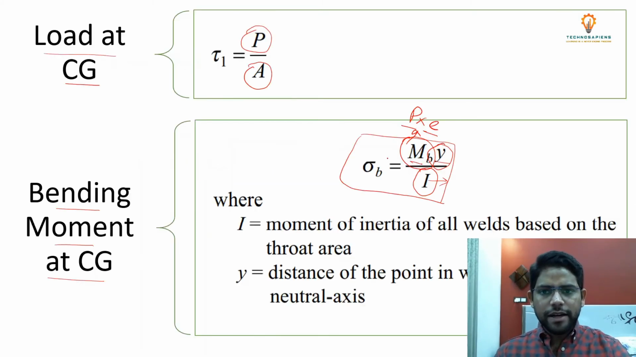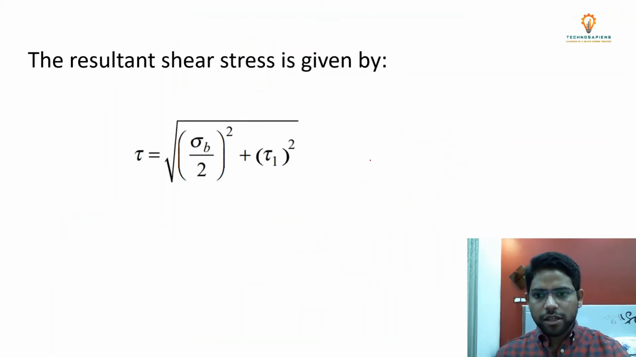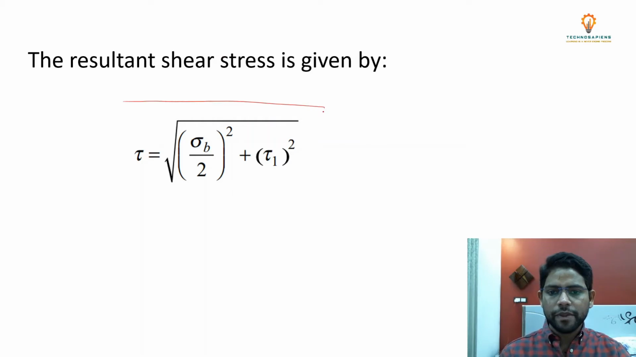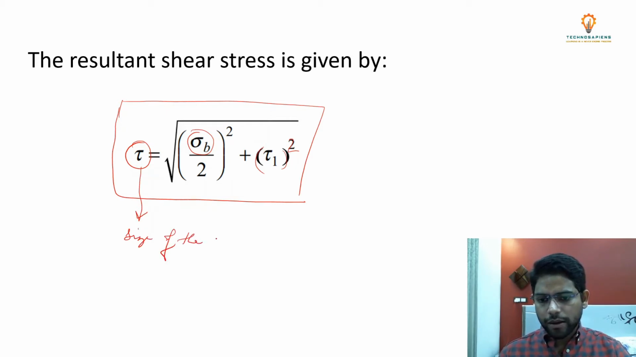And once you have calculated the primary shear stresses and the bending stresses, then you can find out the resultant shear stress with the help of this formula, which says that the resultant shear stress is equal to under root half times the bending stress whole raised to the power 2 plus the primary shear stress whole raised to the power 2. With the help of this formula, you can calculate the resultant shear stresses which are developed inside the weld. And once you have the resultant shear stresses, you can very easily find out what is the size of the weld.